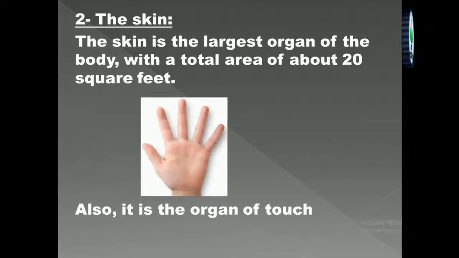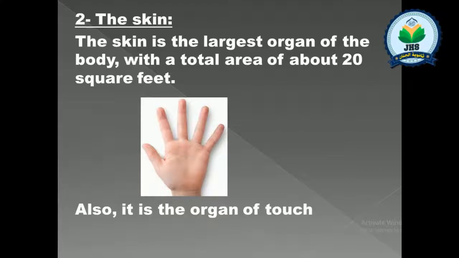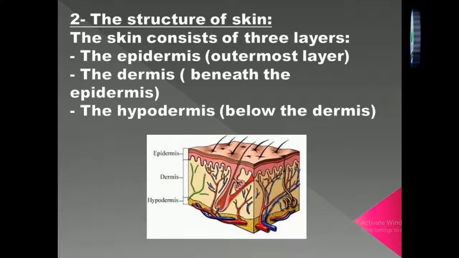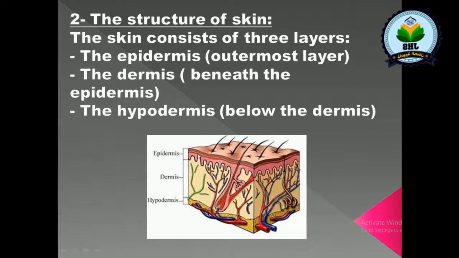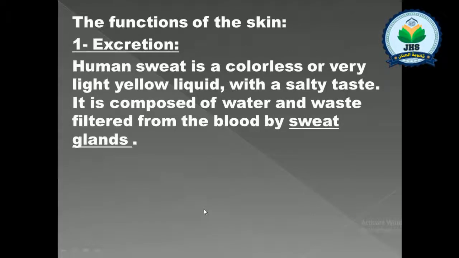Now we will move to the skin. The skin is the largest organ of the body with a total area of about 20 square feet. Also, it is the organ of touch. The structure of the skin. The skin consists of three layers. Look at this figure. The epidermis, which is the outermost layer; the dermis, which is beneath the epidermis; and the hypodermis, which is below the dermis.